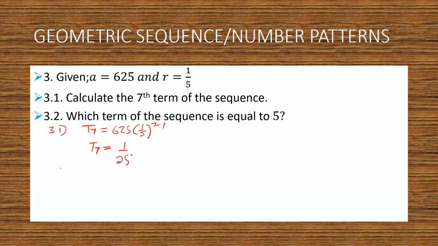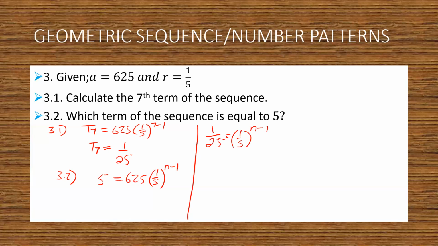Awesome. And for 3.2, what did you do? I substituted 5 into Tn, so I have 5 equals 625 open bracket 1 over 5 close bracket to the power of n minus 1. Yes. And then what do you do next? I divide both sides by 625. And what did you get? I get 1 over 25 equals 1 over 5 to the power of n minus 1.